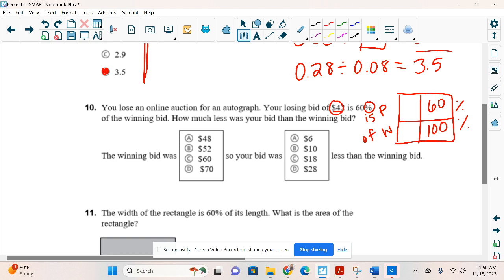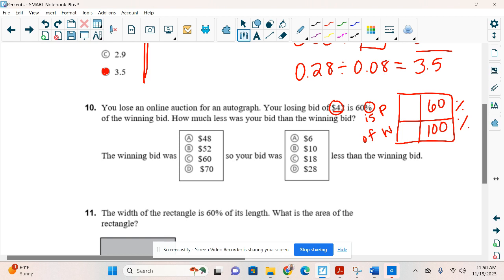Whole. Why the whole? Because it has the of. But would it be 42 is? So it's not the whole, because 42 is. So does it go in the part or the whole? The part. It goes in the part. All right, think about it. You lost, right? So your price is smaller than the one that actually won. So your part has to be smaller than your whole.